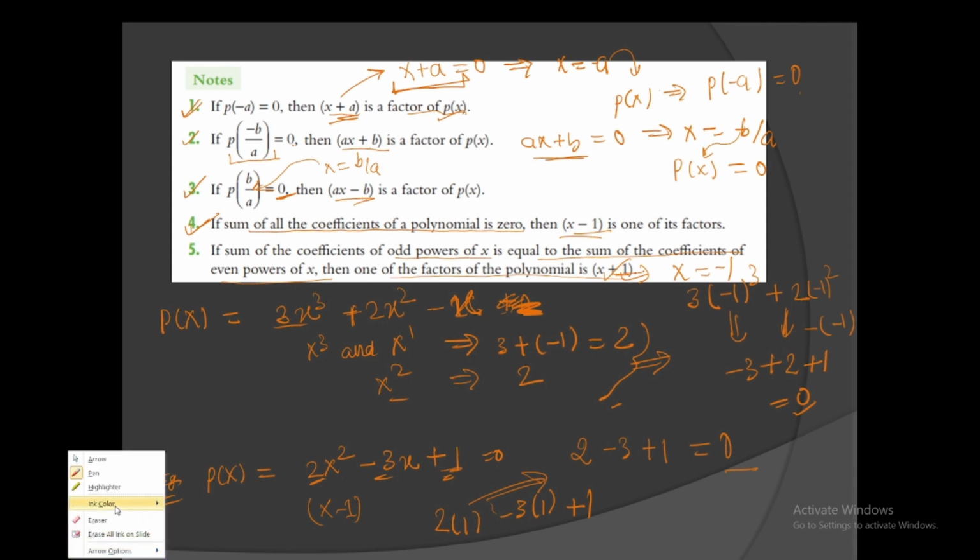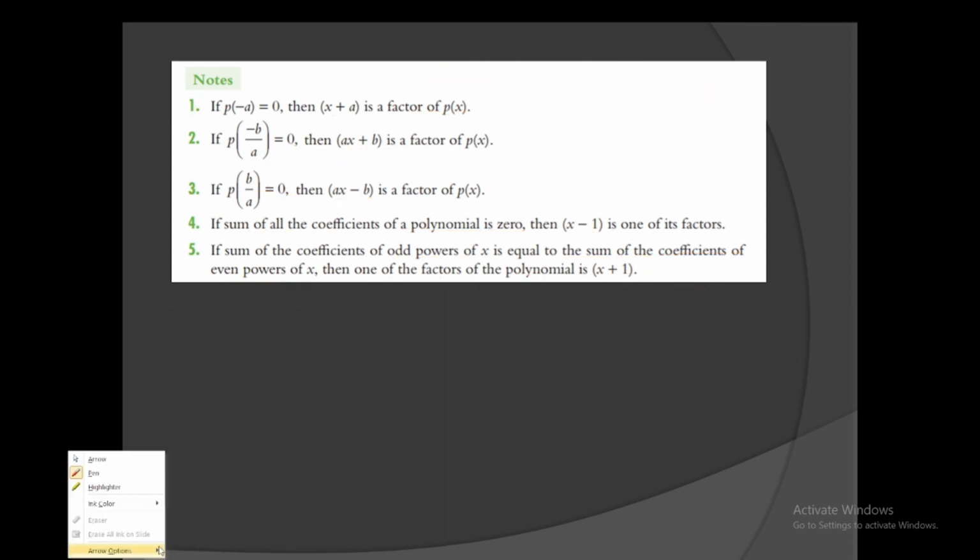I would like to have more clarity on this, because for x minus 1 it is clear, but for x plus 1 it sometimes seems like, why the coefficient of odd power and not the even and odd power both together. So let me clear it out.